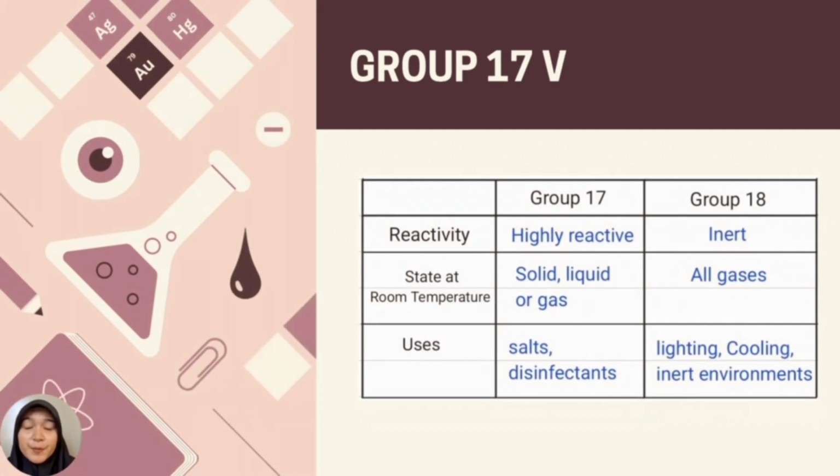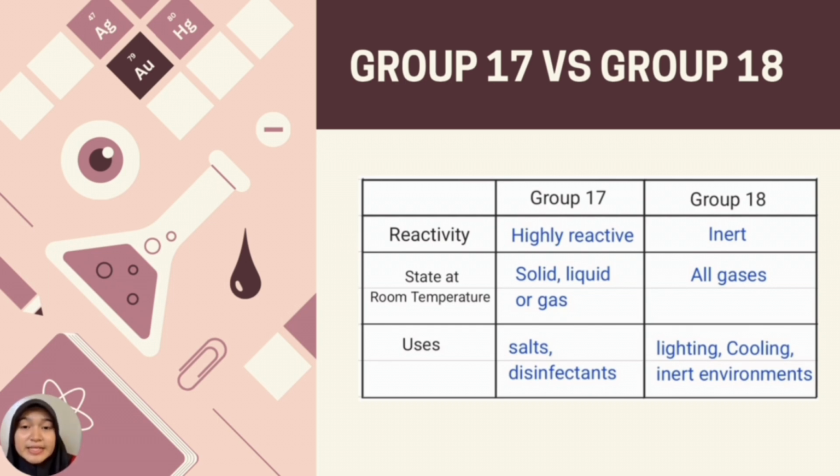Now we move to the comparison of Group 17 and Group 18. Group 17 elements, known as halogens, are highly reactive and exist in various states at room temperature, for example, solid, liquid, or gas. They are commonly used in salt and disinfectant. In contrast, Group 18, or noble gases, are chemically inert and exist only as gases at room temperature. Their applications include lighting, cooling systems, and creating inert environments due to their stable nature.